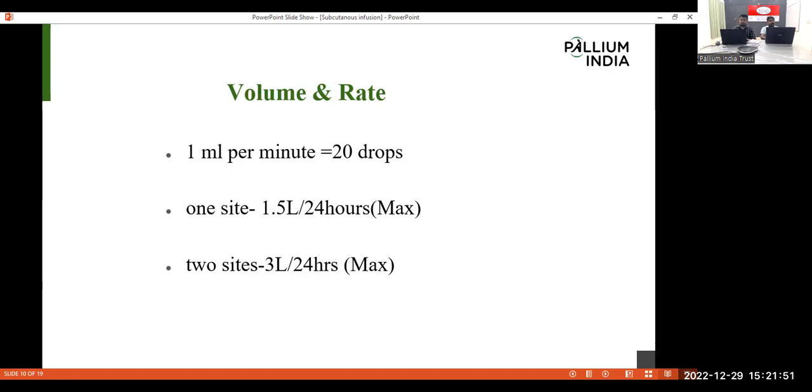But in a palliative care setting, this much fluid is not at all needed. For maintaining the quality of life only, we suggest continuing the infusions. So in a palliative care setting there is no need; 3 liter maximum volume only I am telling, within 24 hours.